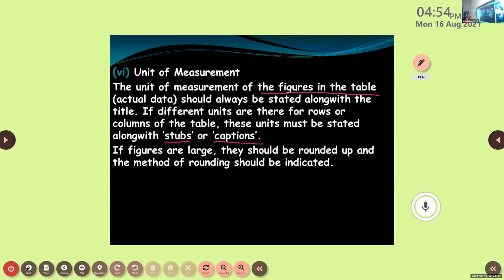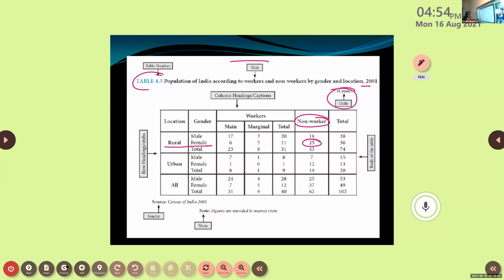Next one, if figures are very large, they will be rounded up and the method of rounding should be indicated. That also you can see in this. It's given here as a note: figures are rounded to the nearest crore. So that should be mentioned if we are rounding off the numbers.